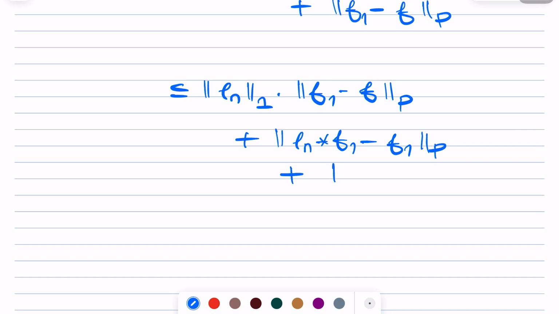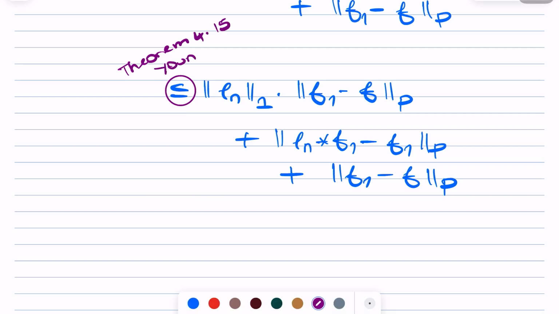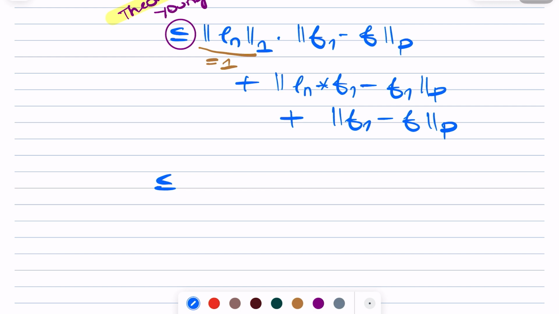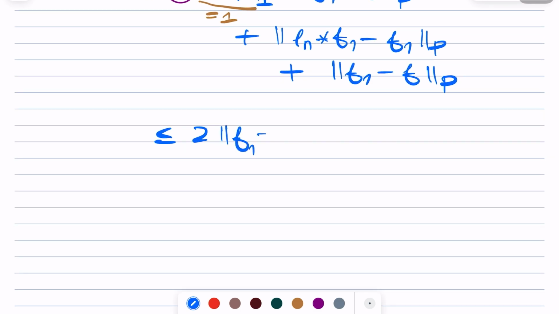Plus the norm of f1 minus f in LP norm. This is by, I think it was, theorem 4.15. This was Young's inequality. So check out my previous video once again on convolution and regularization. It will be very useful and beneficial to you. But you know that the L1 norm of rho n is exactly 1, so this is less or equal than 2 times the LP norm of f1 minus f, plus the LP norm of rho n convoluted with f1 minus f1.